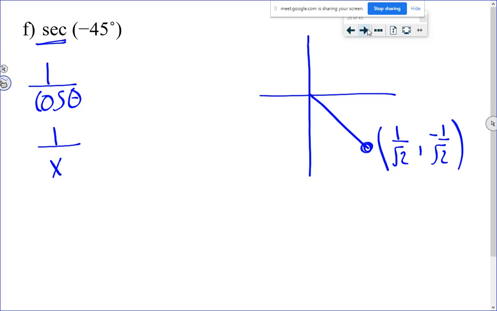By the way, when I write 1 over x, that's the same as taking x and flipping it over. So if I take cosine to be 1 over root 2, which I do, the reciprocal is root 2. Had we chosen root 2 over 2, we would get for a reciprocal 2 over root 2, but it's the same thing.